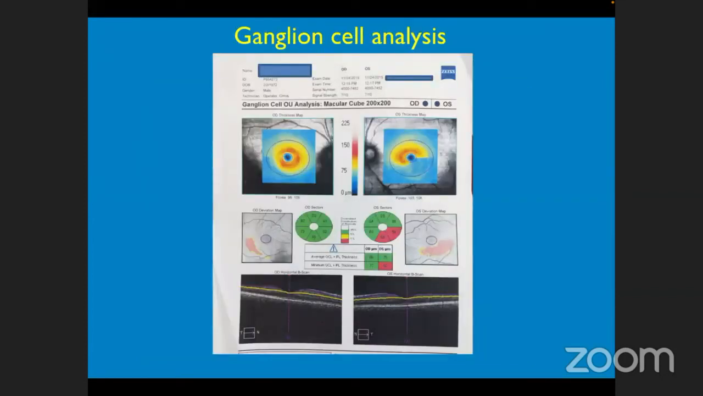The right eye is normal, but in the left eye, the average GCC IPL thickness, even though it is normal, the minimum GCC IPL thickness in the inferior part is very much decreased. We can consider that this patient might be developing glaucoma and is in the early stages of glaucoma.